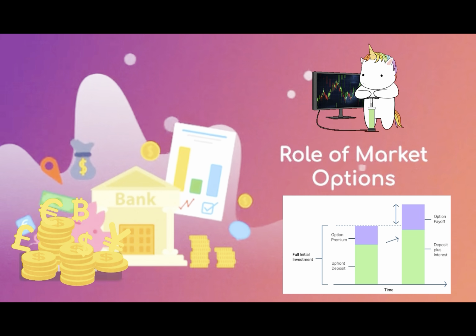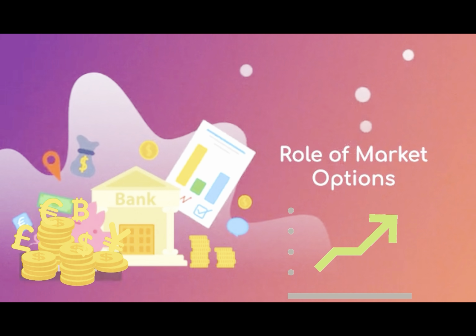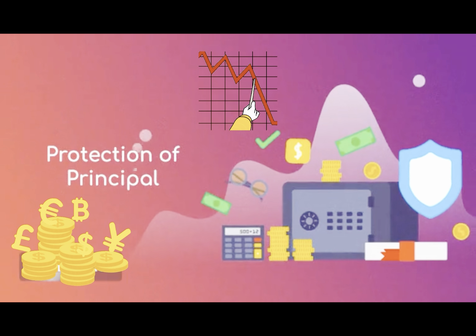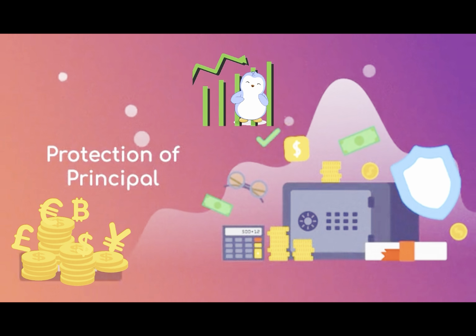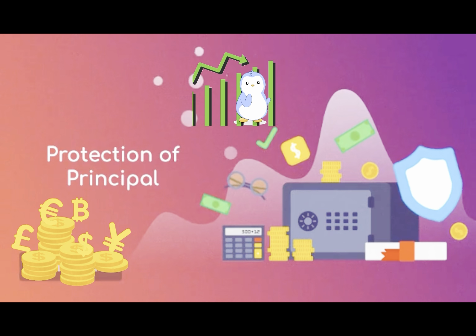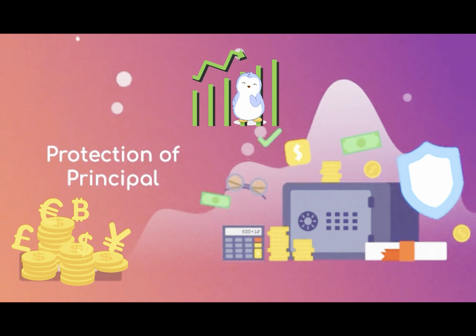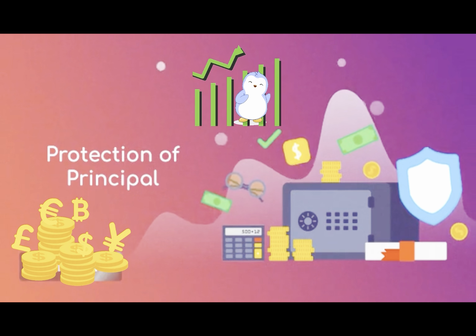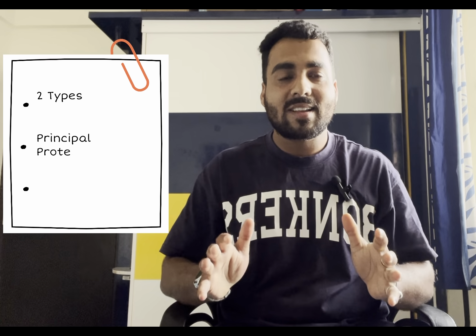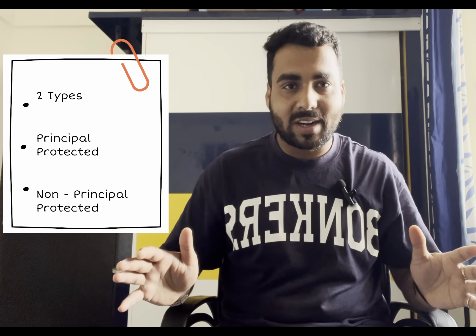If the market does well, there could be a boost on the investments. If it goes down, the impact is limited by the loan portion, which helps protect the principal, especially in principal protected MLDs. Now there are two types of MLDs: principal protected and non-principal protected.